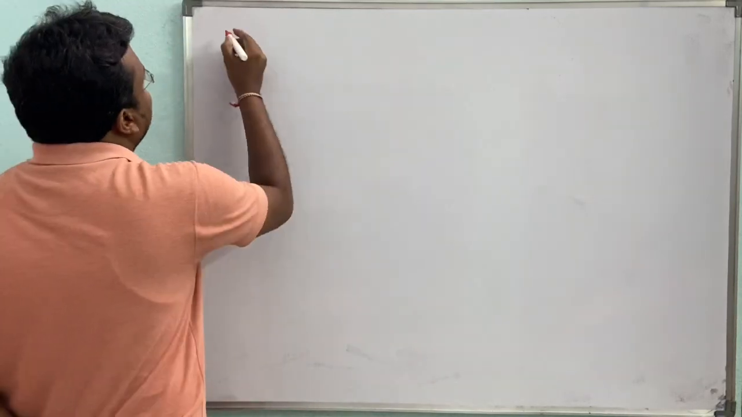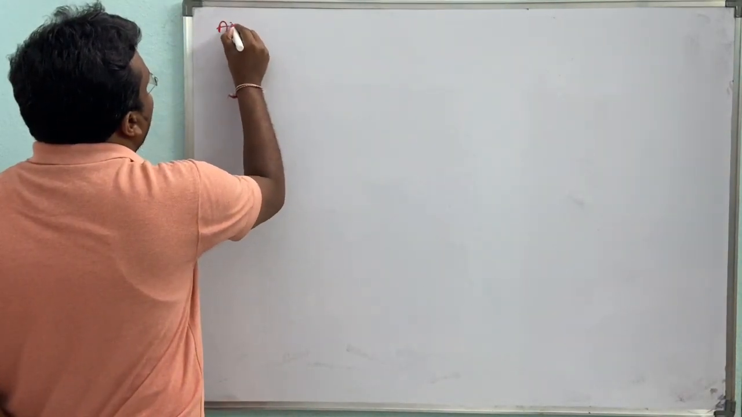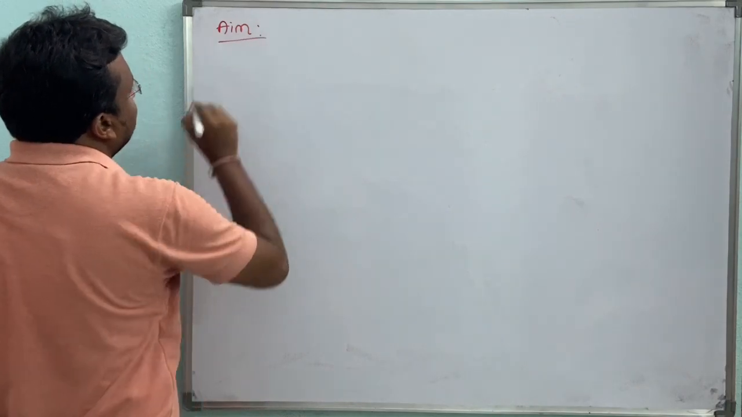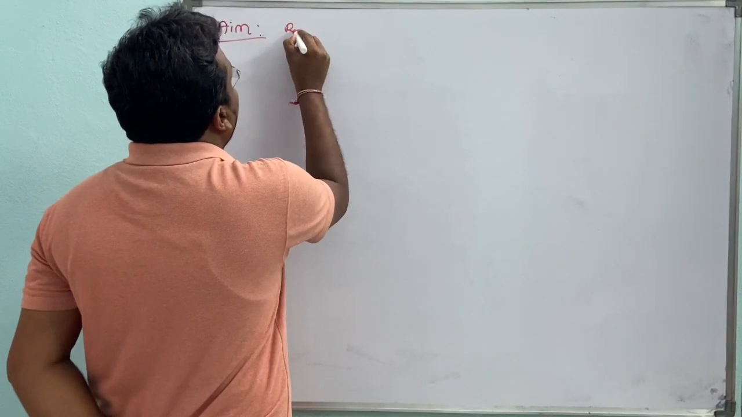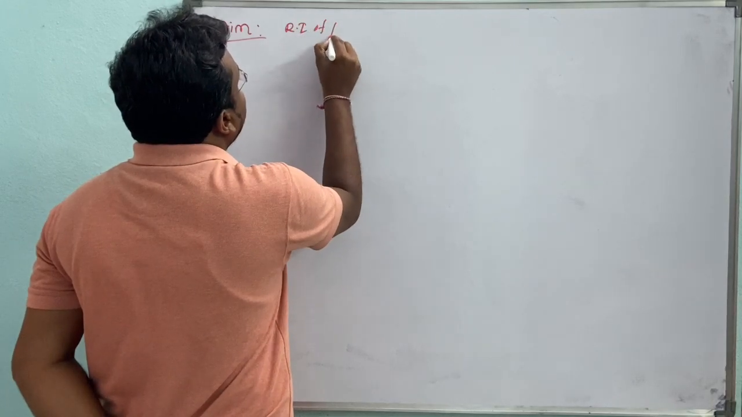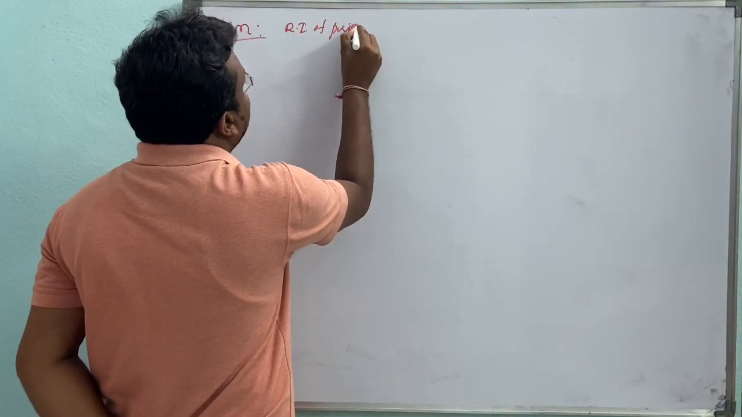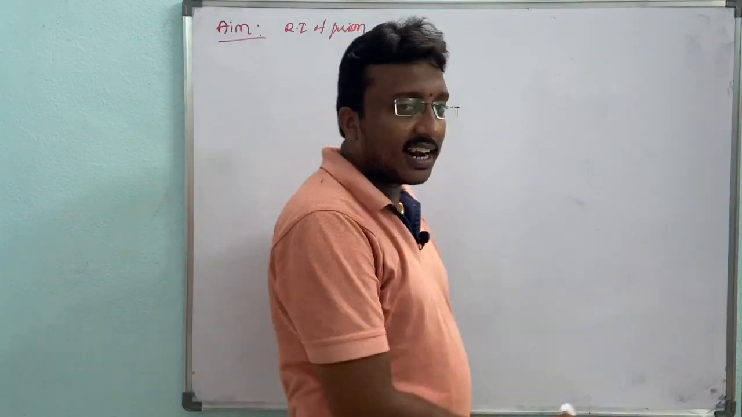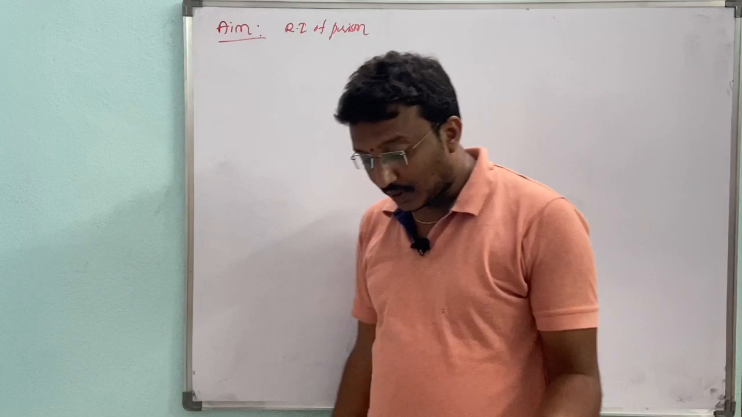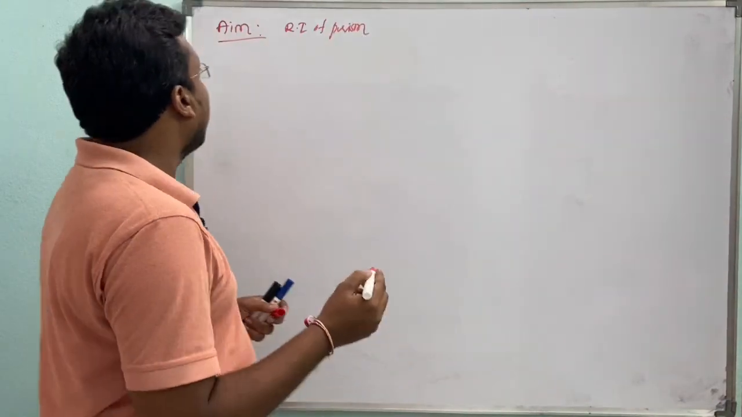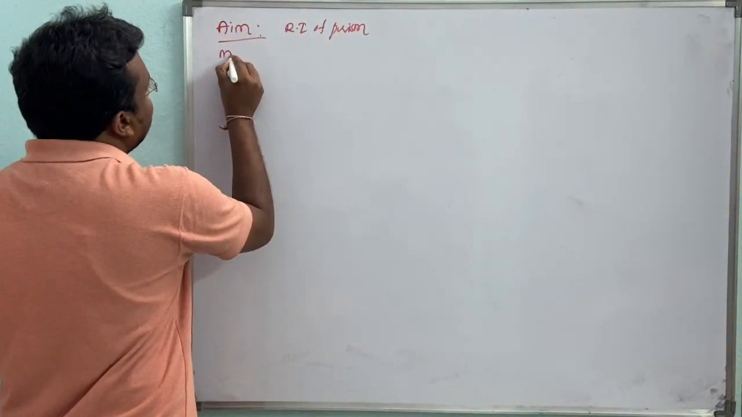What is our aim? To find the refractive index of a prism. Okay, all right. Then next we have to write materials required.